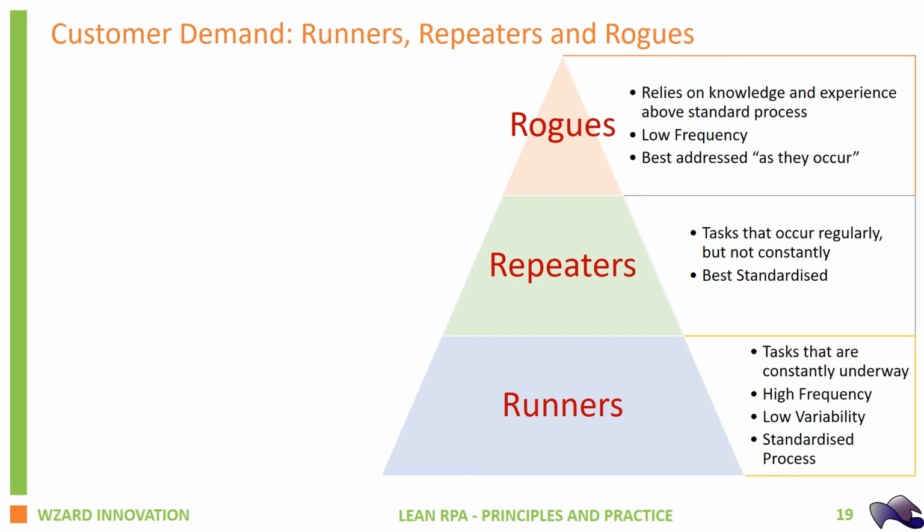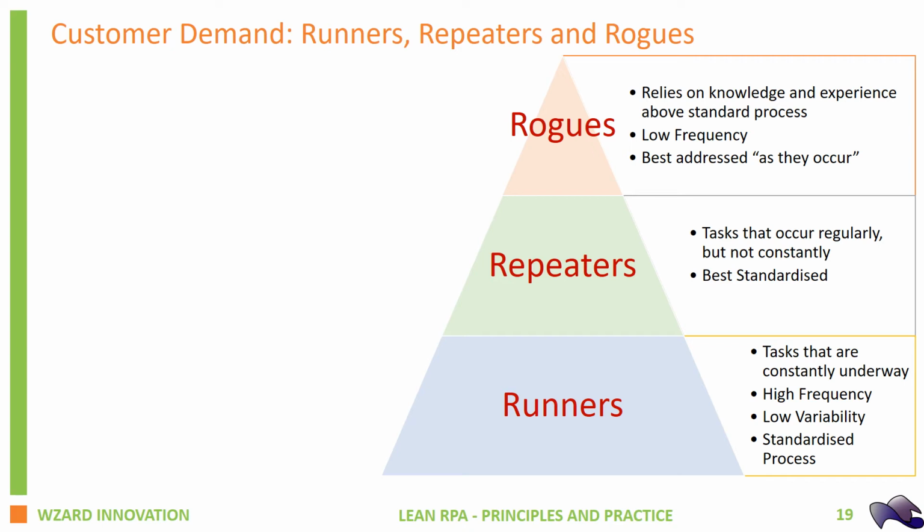Runners then, you could describe as your bread and butter. They're high frequency, low variability, and back to our lean house from earlier discussion, they're very standardized. They're given to teams that can follow the steps in a process. There's relatively little knowledge or judgment involved in these processes. Many large organizations find up to 80% of the effort is often spent on runner tasks.